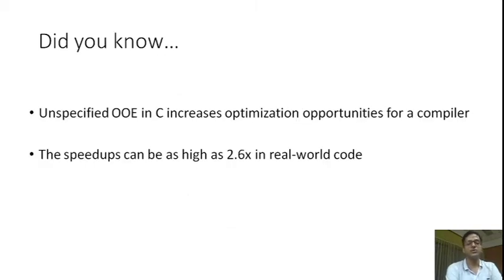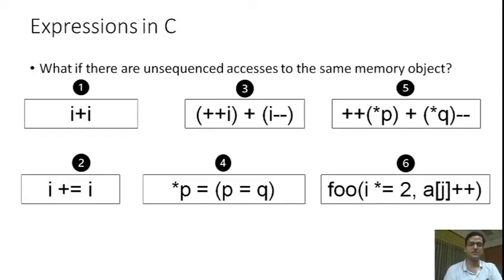In this talk, I'm going to show that the unspecified order of evaluation semantics in C increases optimization opportunities for a compiler, and that the speedups can be as high as 2.6x in real-world code. Consider what happens if there are unsequenced evaluations that involve concurrent accesses to the same memory object. Such a situation is not very different from a data race, and we also call it an unsequenced race in our work. To understand unsequenced races, consider the 6 examples on the slide.